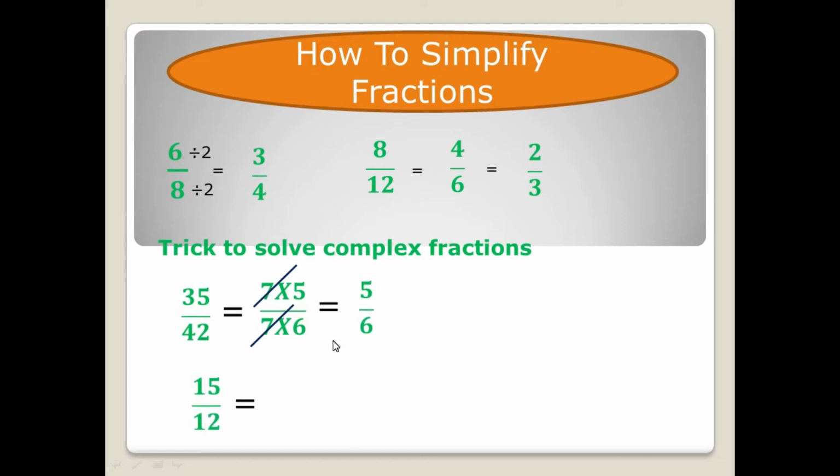Consider another example, that is 15 by 12. We know that 3 multiplied by 5 is equal to 15 and 3 multiplied by 4 is equal to 12, and we will cross out the common factor, that is 3 in the numerator and 3 in the denominator, and the remaining 5 over 4 is our answer. So we can simplify this complex fraction in this simple way without going through lengthy calculations.